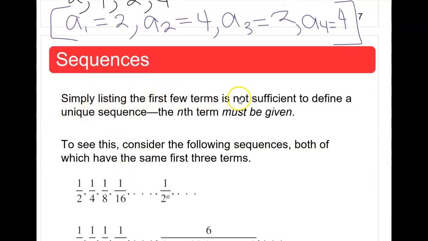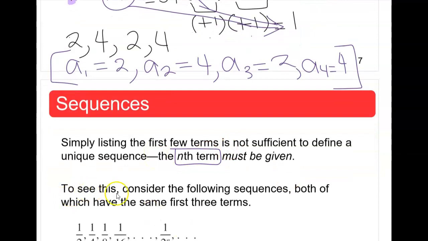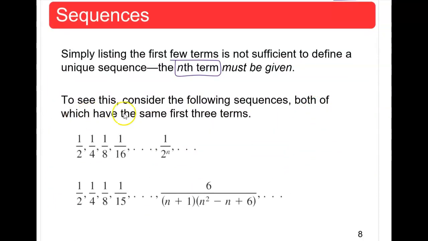Simply listing the first few terms is not sufficient to define a unique sequence. The nth term must be given. So we need to have that formula or that model that will tell us how to obtain all of the terms. To see this, consider the following sequences, both of which have the same first 3 terms. So we can look at sequence number 1 and sequence number 2. And you can see the first term for both is 1/2, the second term is 1/4, and the third term is 1/8. And the same thing happens there.